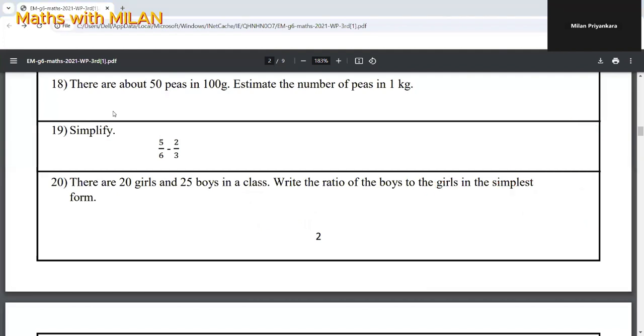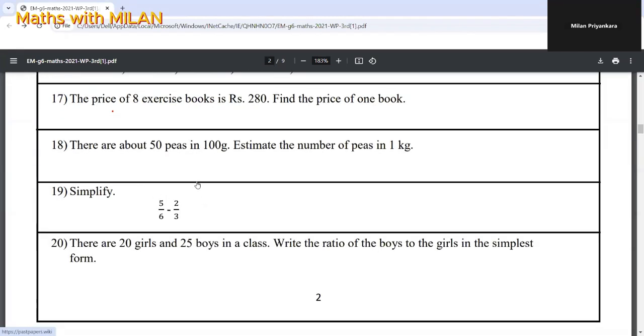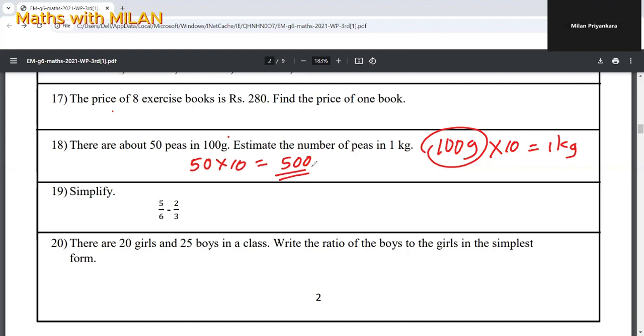And what about this one? There are about 50 peas in 100 grams, right? Peas are a kind of cereal. There are about 50 peas in 100 grams. Estimate the number of peas in 1 kilogram. So there are 10 lots of 100 grams. If you take 100 grams and multiply by 10, you get 1 kilogram. So if there are 50 peas in 100 grams, there will be 10 times that in 1 kilogram, right? So this is going to be about 500 peas.